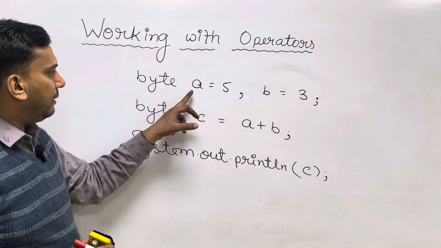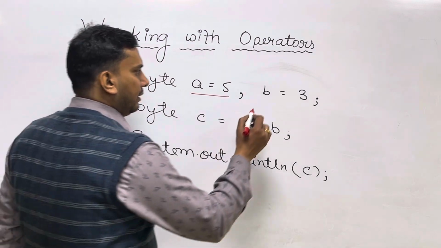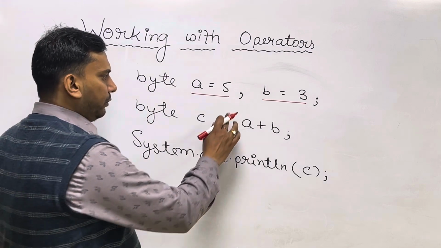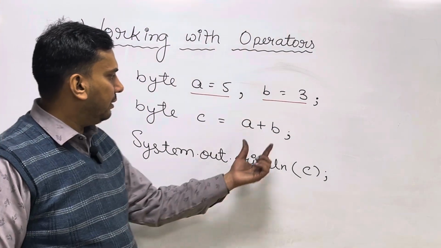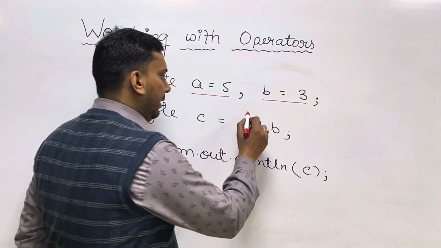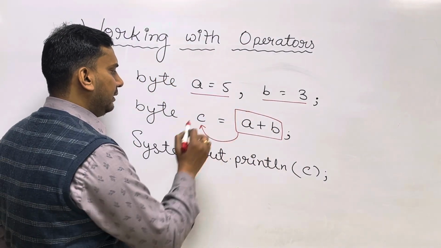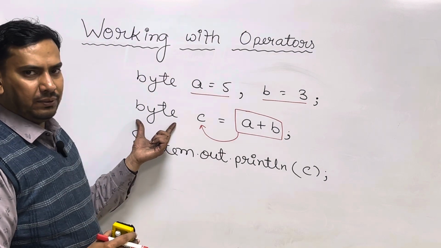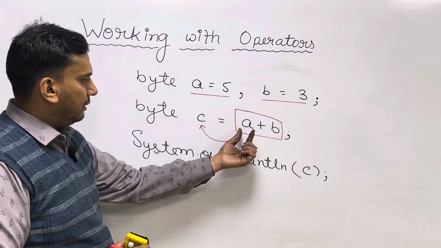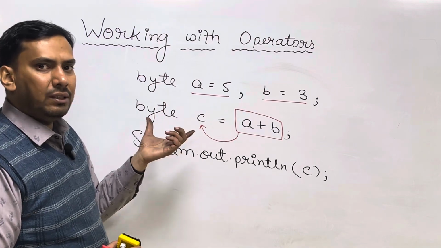Here I have taken a byte type variable a, which is initialized to 5, and another variable of the same byte type, b, which is initialized to 3. Now I am going to perform the arithmetic addition a plus b on these byte values, and then assign the result to c, which is also a byte type variable. Normally it should not be a big issue, because I am calculating the sum of two byte variables and assigning the result to a byte variable itself.